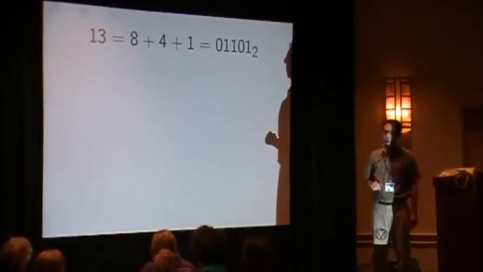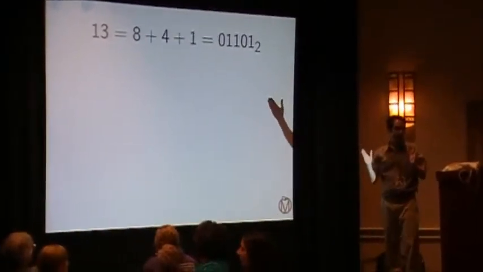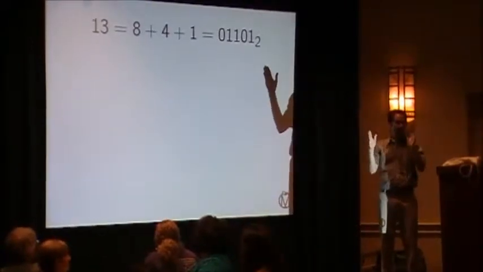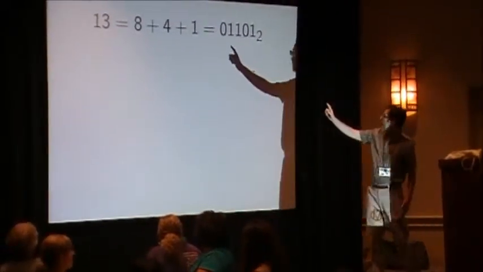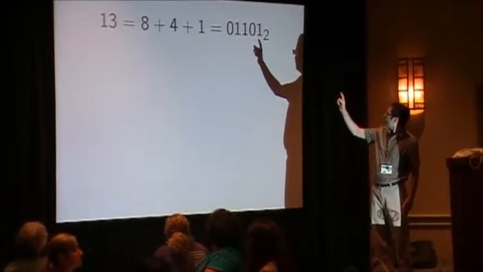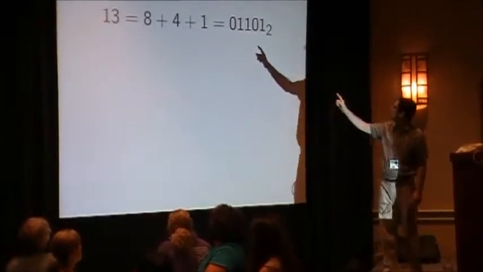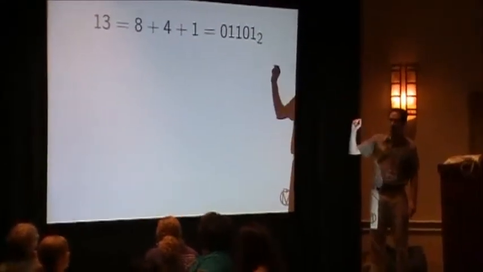I'm going to pad it with an extra 0 on the left, just so that all my binary numbers for this slide have 5 bits. Here's a 0, 1, 1, 0, 1. This 1 means an 8. That 1 means a 4. That 1 means a 1.